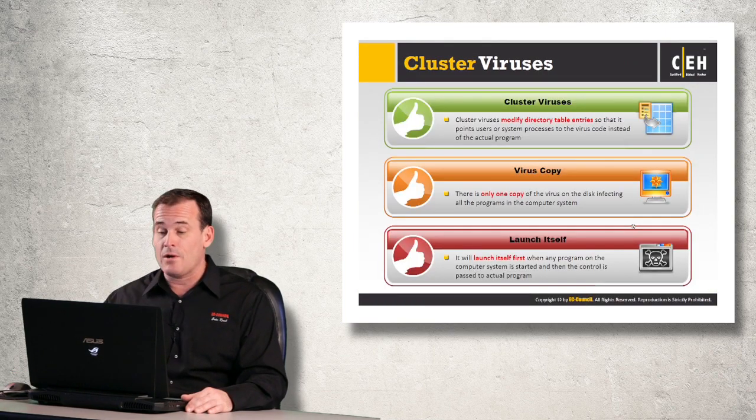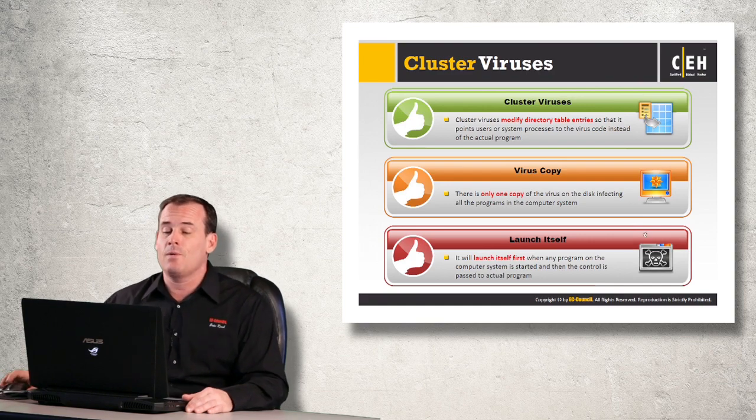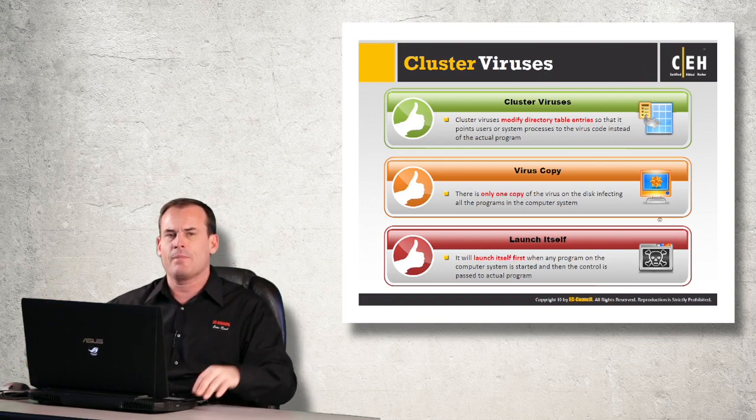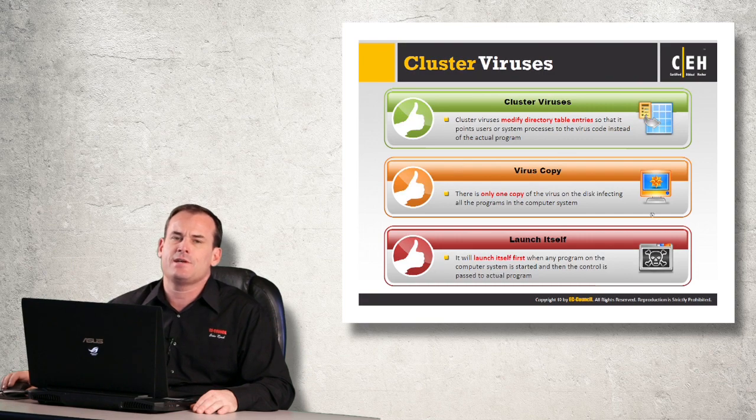Cluster viruses will actually point to a single viral code location. So what they do is they go in and modify directory entries for the files they are infecting, when in essence they're just changing the pointers to point to the clusters occupied by the viral file. That runs and then calls the original file. There's only one copy on the system. It will launch itself before any program and then pass to the actual program.